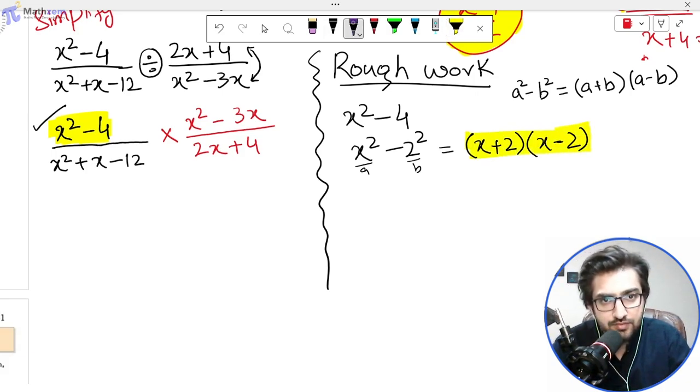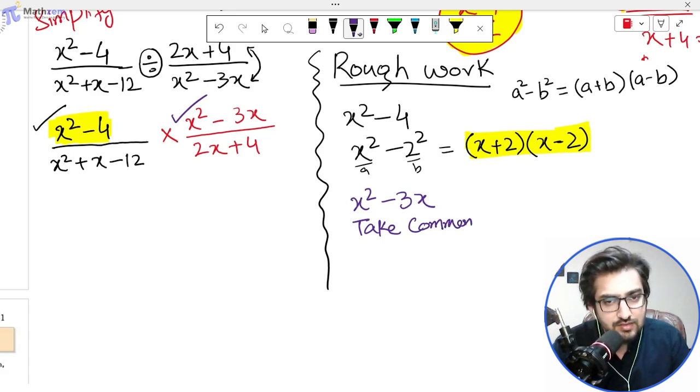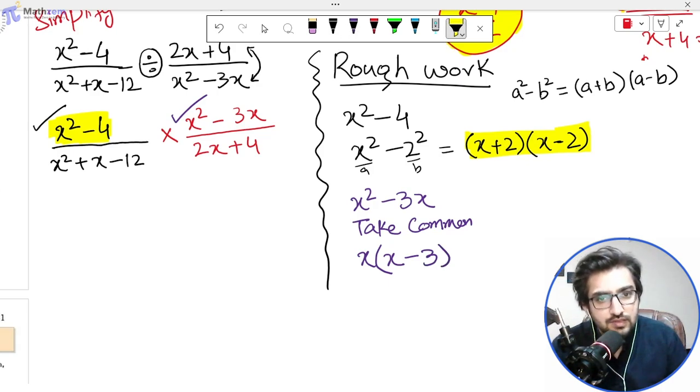Now let's solve further. I will now take this one because that is simple. This is just taking common. x square minus 3x. So take common. So x is common, very clear. So this is what we got. That is the second one. We will replace this thing by this one.